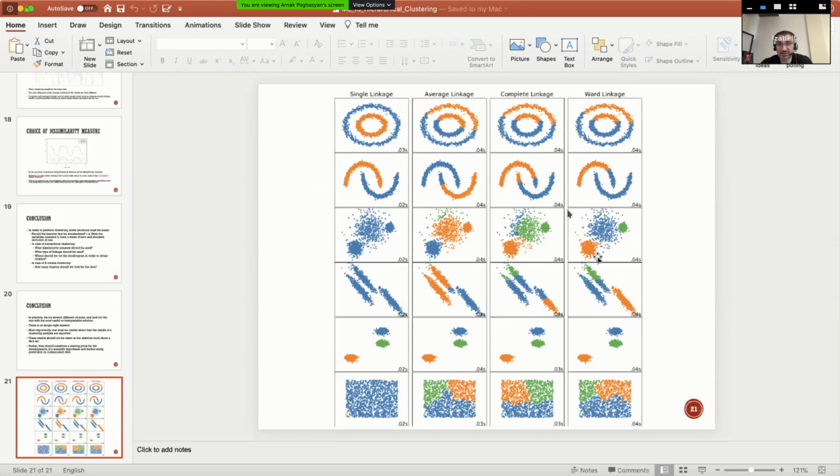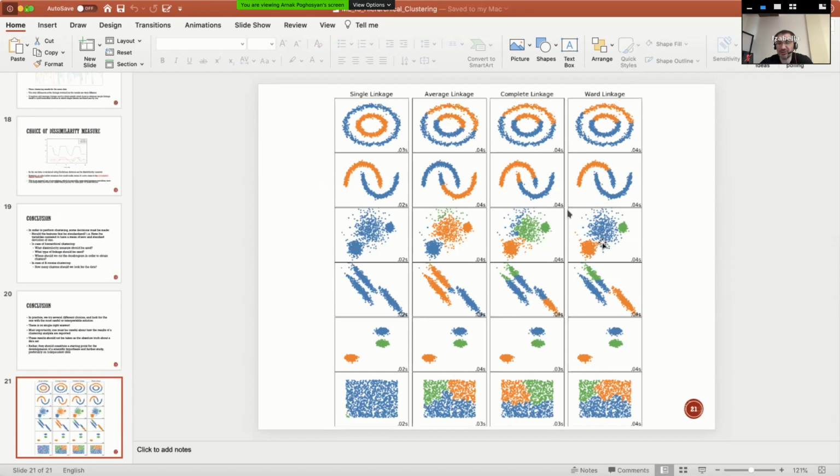But the best one is actually ward linkage. Why? Because you understand that this picture is exactly for k-means clustering. Here you see a bad picture, so average linkage is not working. The worst result we have is for complete linkage, because you see some blue points together with these green points. The best result we have is with ward linkage. Why? Because this is the picture which is ideal for k-means clustering.